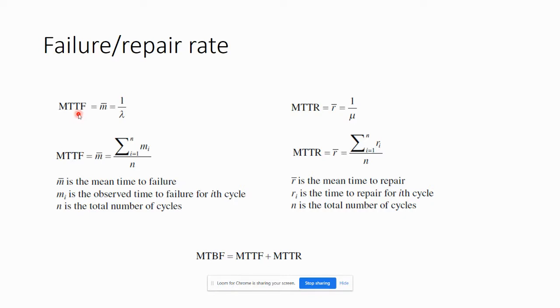MTTF is time, and time is the inverse of frequency, right? So rate. The inverse of the failure rate will give us the MTTF, and the inverse of the repair rate will give us the MTTR, right? So remember, the key here is average. MTTF is the average time, and MTTR is the average time. Therefore, the failure rate lambda and the repair rate mu are also the average failure rate and the average repair rate.